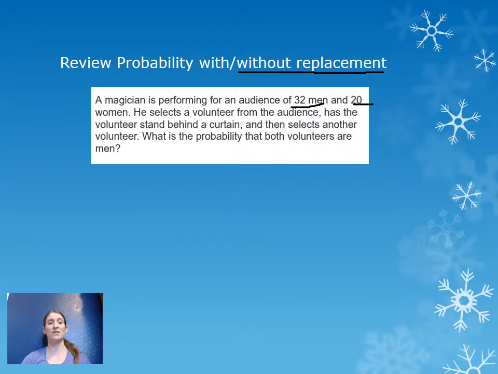And then he selects another volunteer. What is the probability that both volunteers are men? Okay, so first of all, we have 32 men and 20 women. So total, we have 52 people to choose from, men and women together.